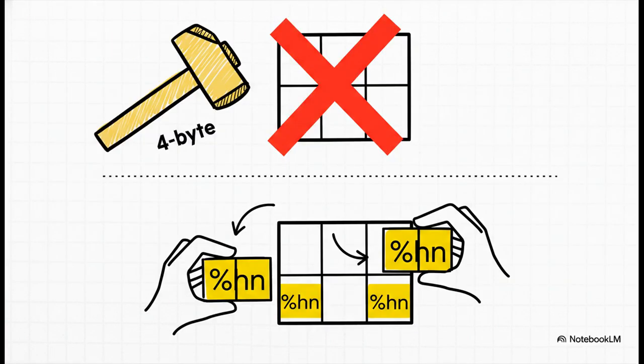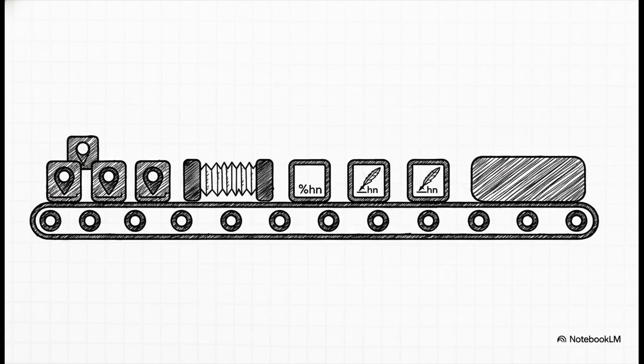But wait, there's one more clever little trick here. Writing a big 4-byte memory address all at once can be tricky and messy. So instead, attackers often use a variation called %hn. This lets them write just 2 bytes at a time. It gives them surgical precision, allowing them to overwrite the first half of the address and then the second half nice and clean.